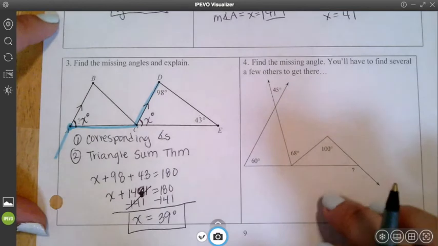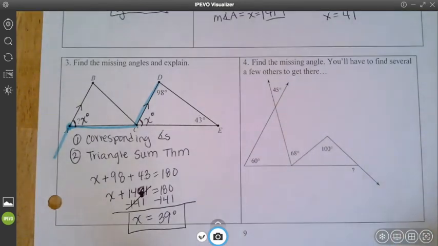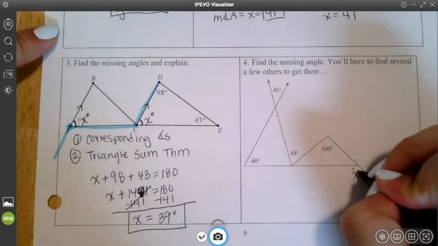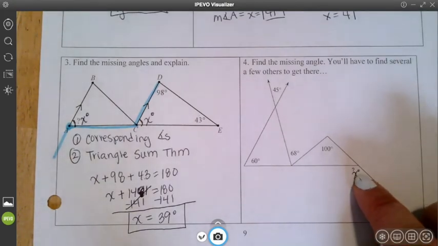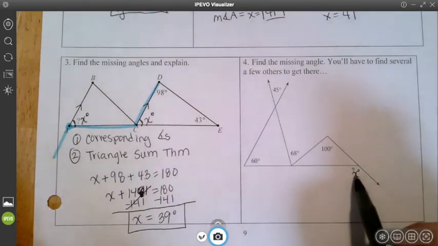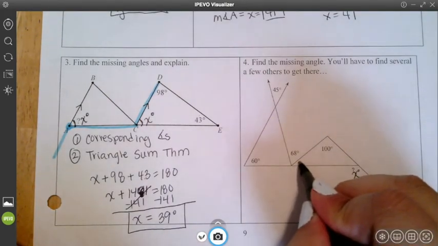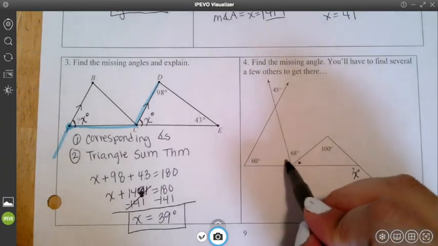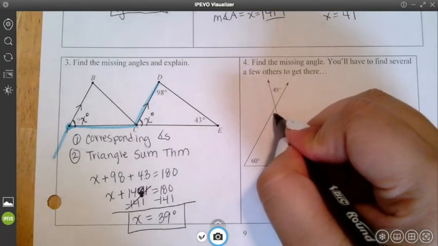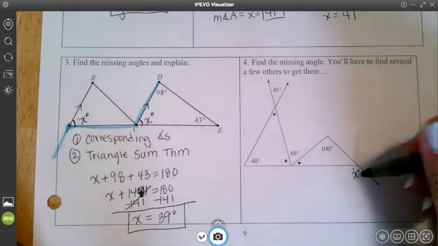And our last one before you have some try this problems, number 4, find the missing angle. We do have to do several steps before we can find this, but let's call it x. So I have an exterior angle. In order to calculate an exterior angle, I need the 2 remote interior angles, so I need this one. But in order to find this one, I need this one. And in order to find this one, I need this one. Okay, so notice we tried to find x, but in order to find x, we need more information.